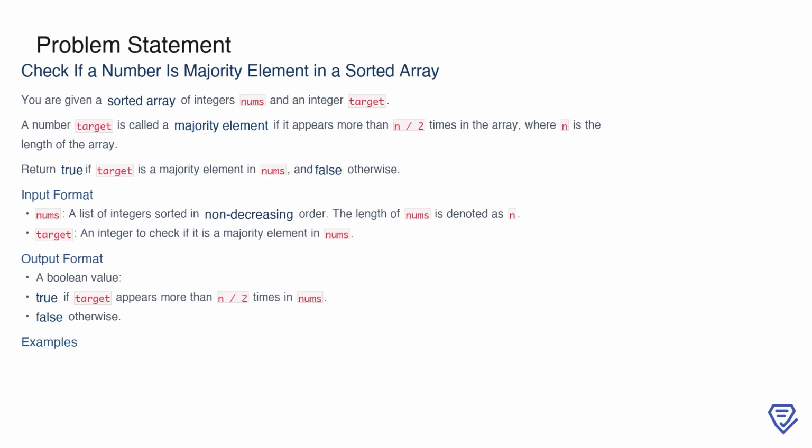In this problem, we are tasked with determining whether a given number, called the target, is a majority element in a sorted array of integers. A number qualifies as a majority element if it appears more than half the length of the array, denoted as n/2. The input includes two components, nums, which is a sorted array of integers in non-decreasing order, and target, the integer we want to evaluate. The output is a Boolean value, true if the target satisfies the majority condition, and false otherwise. This setup ensures that we focus on counting the occurrences of target efficiently within the context of a sorted array.